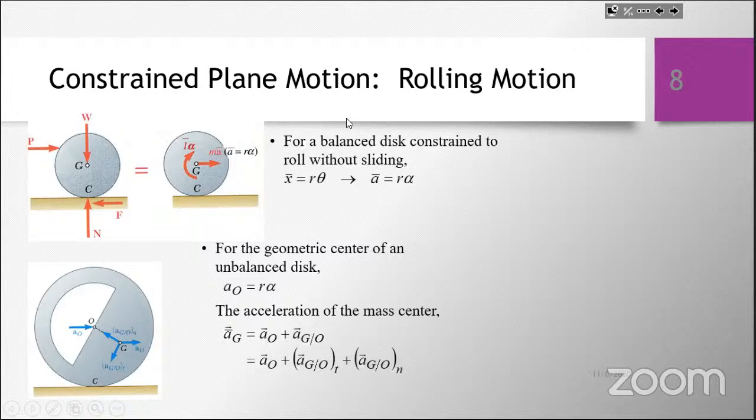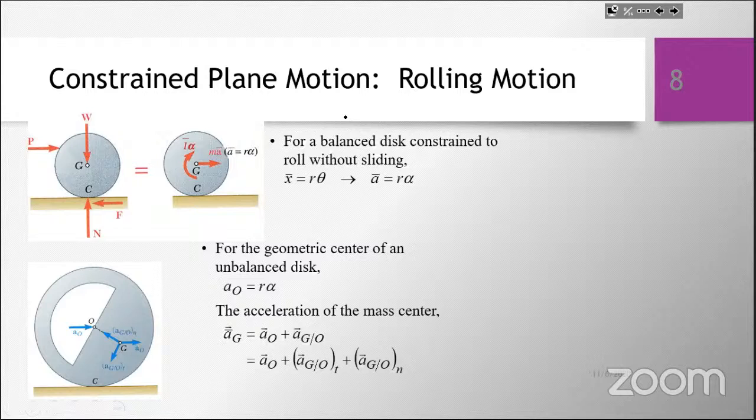But in this case, for the geometric center of an unbalanced disk, we can say that a naught is equal to R times alpha, but we need to offset that. And in order for us to find the acceleration of the center of gravity, well, this equation looks familiar, right? Because this is a point on my rigid body.